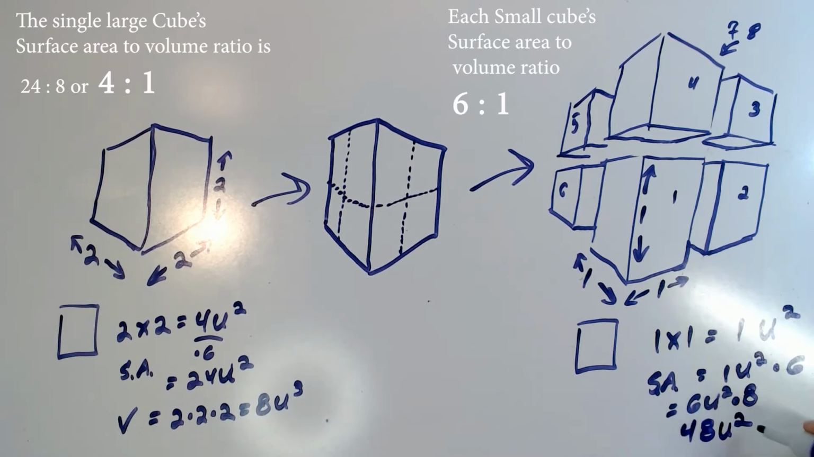So just cutting up this cube into smaller pieces has increased the surface area without decreasing the volume whatsoever. Therefore, the surface area to volume ratio has increased.